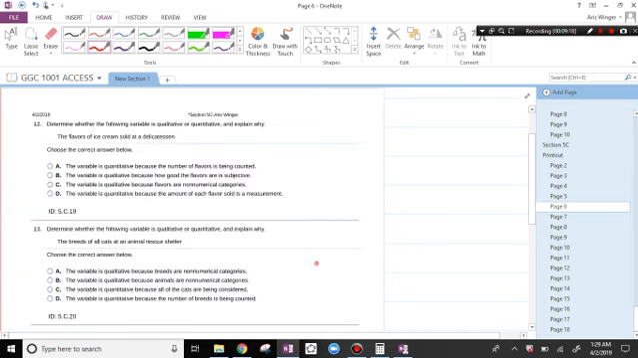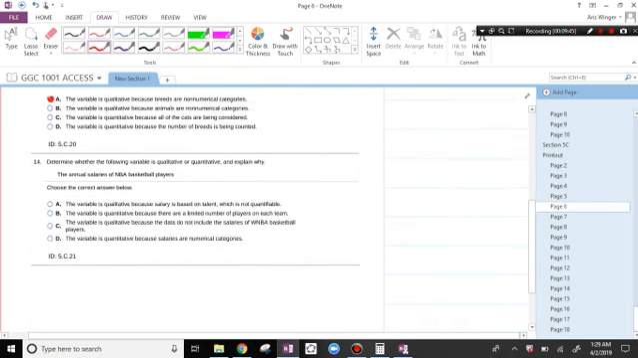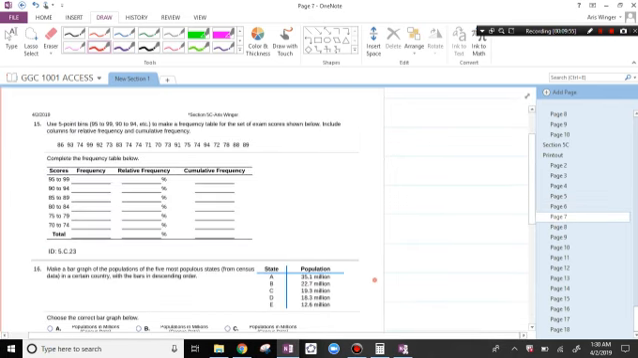Determine whether the following variable is qualitative or quantitative. The flavors of ice cream, that is still a category. The variable is qualitative because flavors are non-numerical categories. The breeds of all cats at an animal rescue shelter. Qualitative because breeds are non-numerical categories. The annual salaries of NBA players, that's a clear number. The variable is quantitative because salaries are numerical categories.